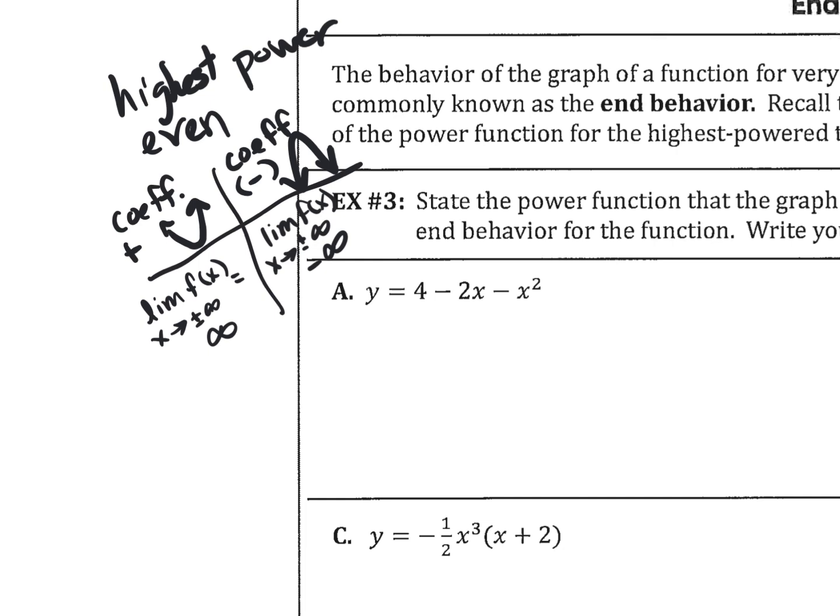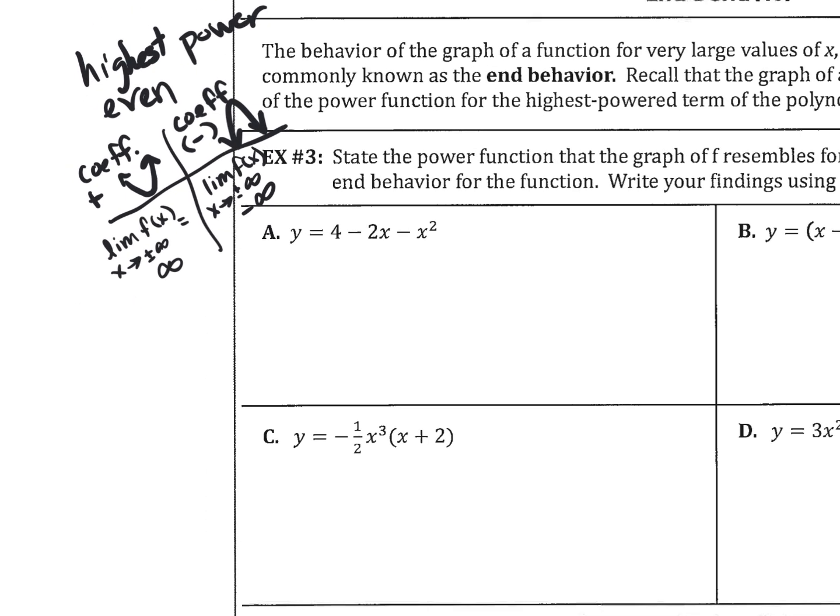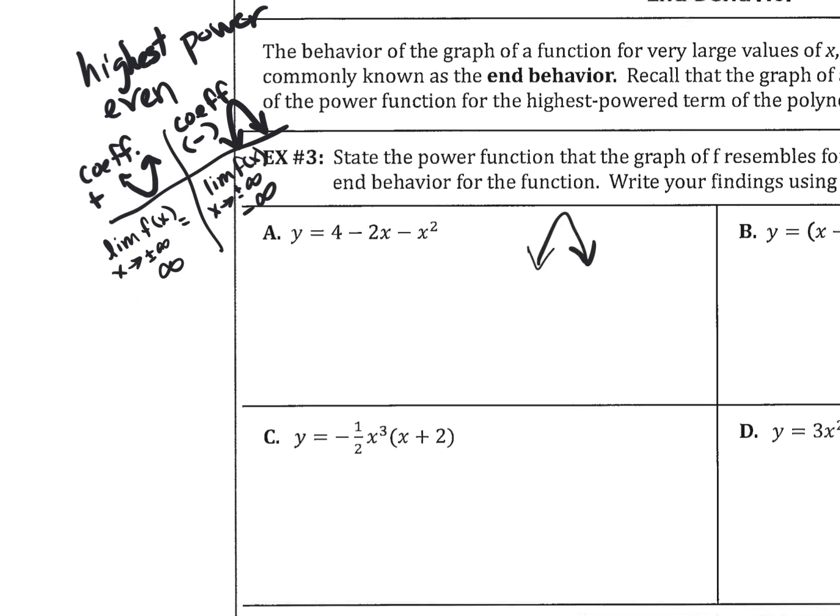All right, so we would write that. So we would say this is going to look like this, okay? It's going to look like that. Because we're looking at y equals negative x squared. We don't care about the rest of it, guys. We're only looking at the highest part of it.